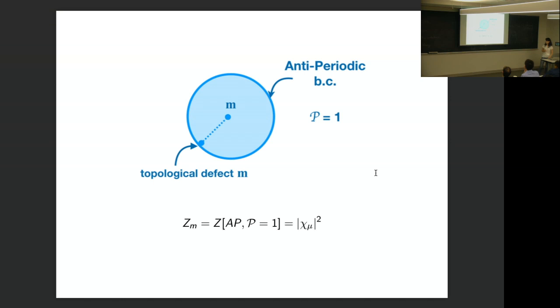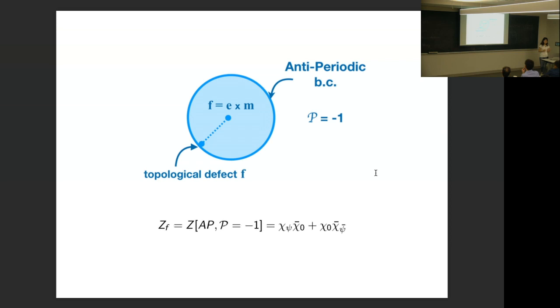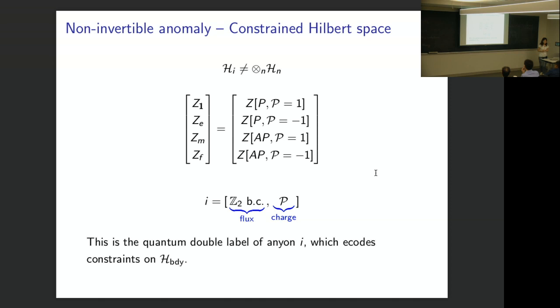And we can play the same game for the fermions. For this last component, it will only contain the chiral fermions. So we see that this non-invertible anomaly means that our Hilbert space is no longer a tensor product of local Hilbert spaces. For each component, there are two constraints: the flux constrains the boundary condition, and the charge constrains how the Hilbert space is projected. This label is exactly the anyon label in terms of the quantum double label, so the anyon label encodes the constraint on the boundary Hilbert space.